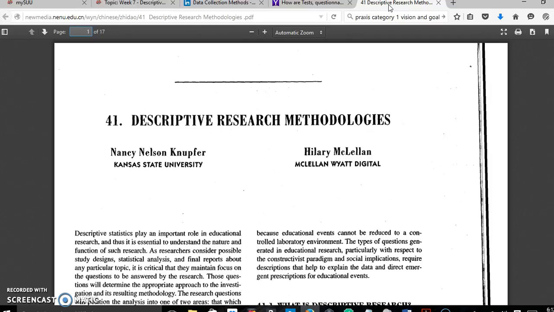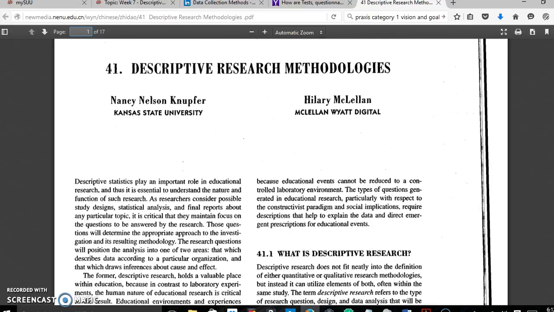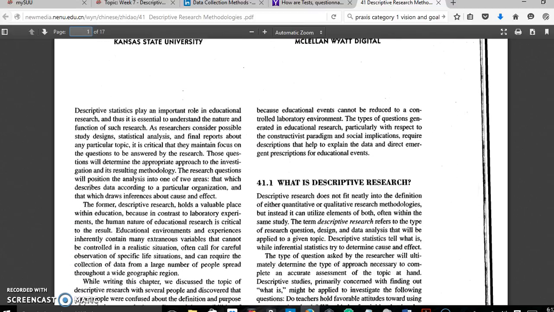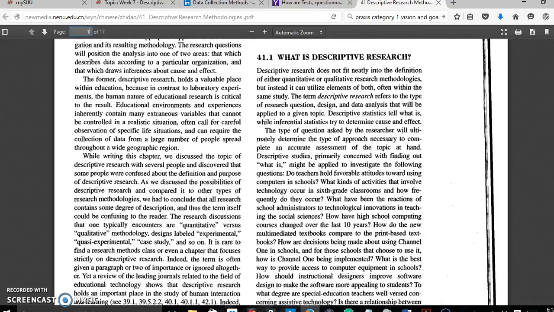In response to week 7's discussion on descriptive research, I Googled descriptive research, and basically this is what came up. I found this research article that was actually pretty interesting and very clarifying for me. So the first part is, what is descriptive research?